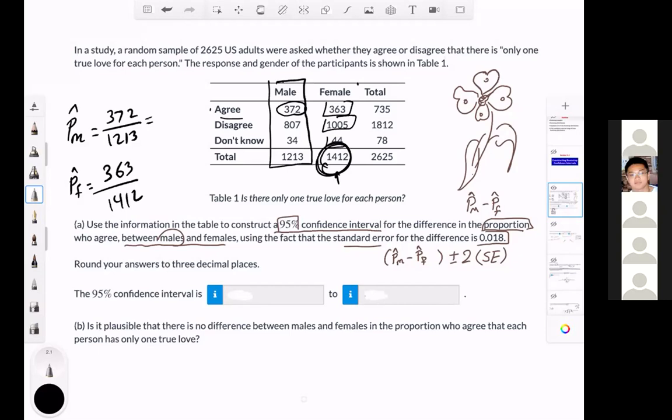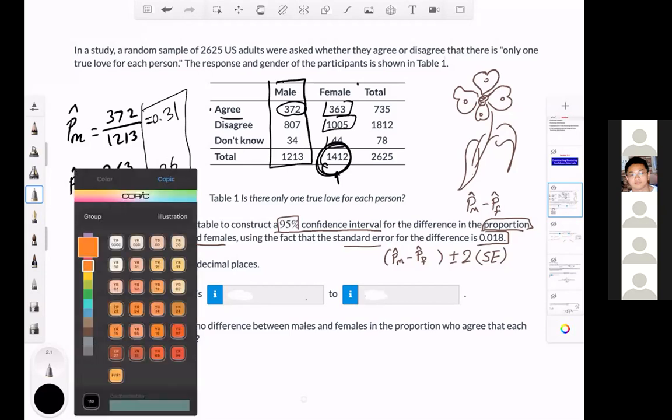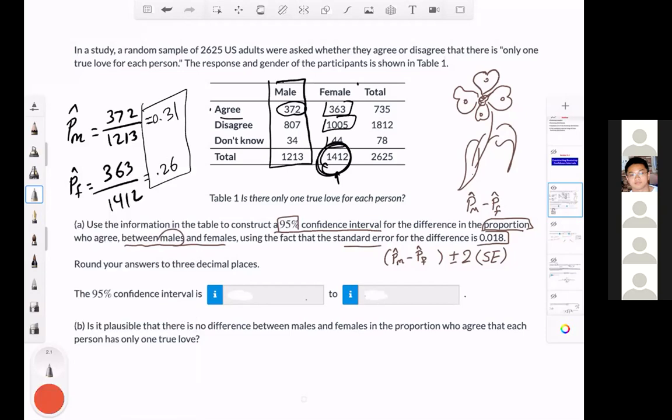Very good. So we got 0.31 for male, and 363 divided by 1412 is 0.26 for female. The difference of these two will be 0.05, which is this, plus minus 2 times 0.018.